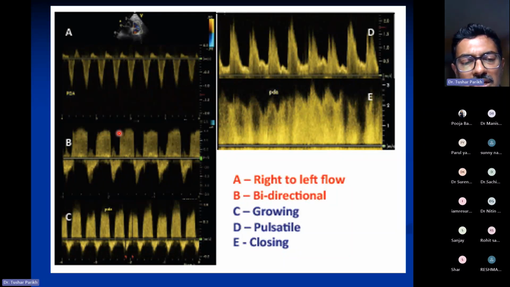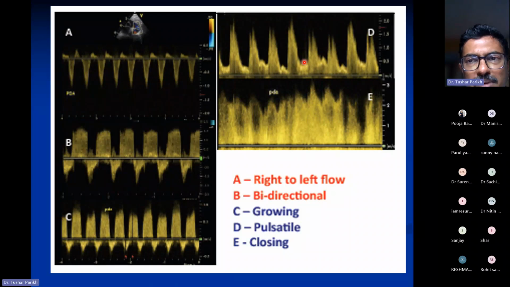The third category is a normal pattern, which is called the growing pattern. In a baby in the first couple of days, you will see this pattern very often, where there is a predominantly left to right shunt and a very small component of right to left shunt, less than 30% of the cardiac cycle. This particular pattern is very normal in a baby in the first few days.